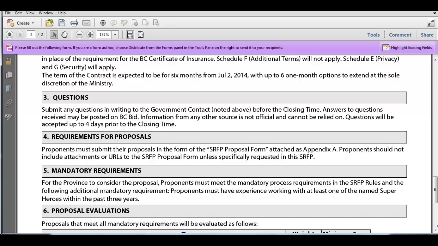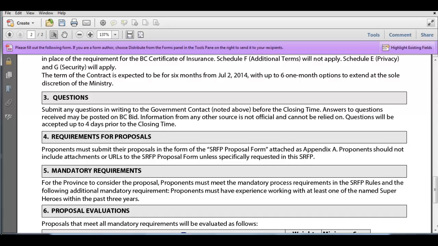Now, some SRFPs are going to have a cutoff time for your questions. Not all will, but some will. And you'll see in our sample, it says that we're going to be accepting questions up to 4 days prior to closing time. That's why it's very important as a proponent that you read the SRFP in its entirety as early as possible and you submit your questions as early as possible. That gives the ministry more time to develop the answers, and once the questions and the answers are distributed, it gives all of the proponents more time to incorporate that additional information.